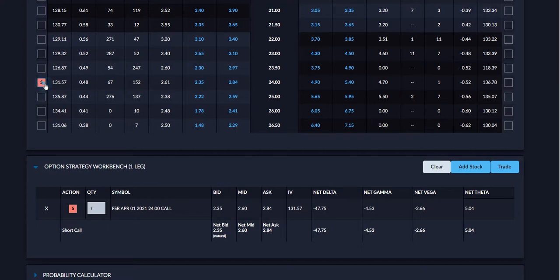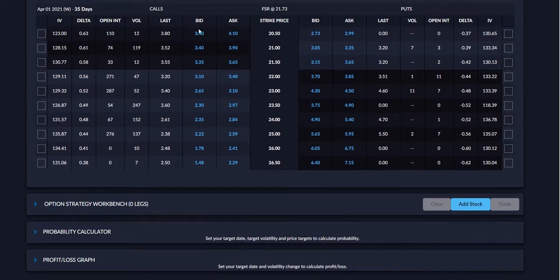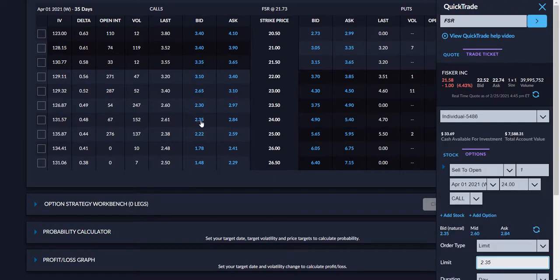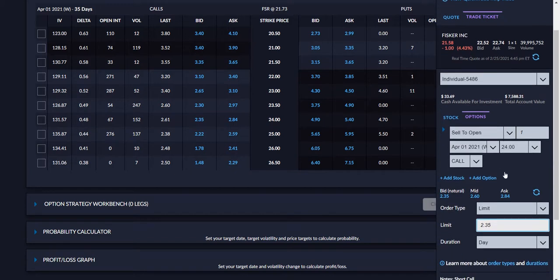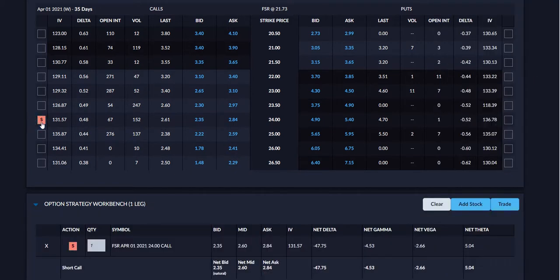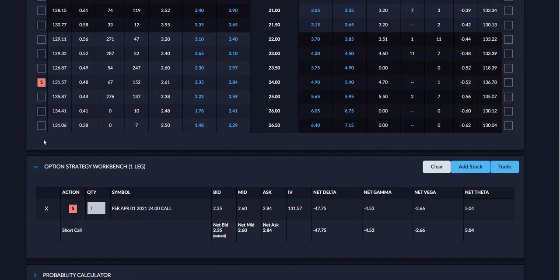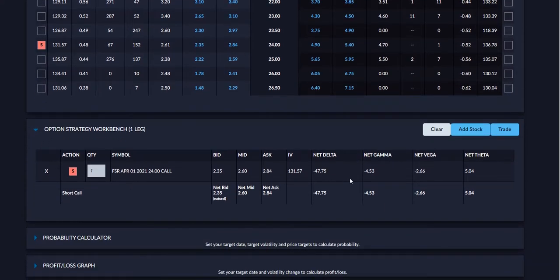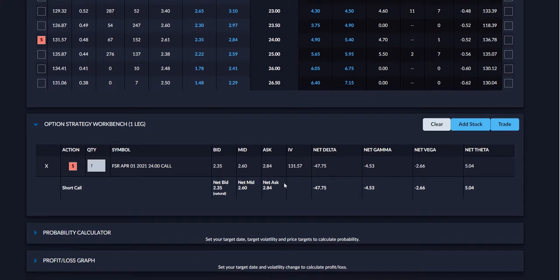Now, you don't have to click over here. You can essentially just come right here where it says bid and click on 235, which is the same thing, but it's getting you over to the quick trade much faster. But I'm going to go back and do it this way just to give you everything you need to see. Now, once you have all that populated here, you have your delta, gamma, vega, and theta. If you don't know what that is, I'll have a video on that. It pretty much helps you understand what to look out for and what's a good option trade.